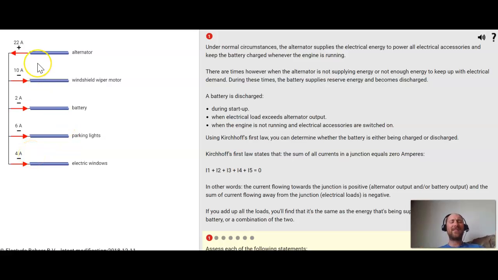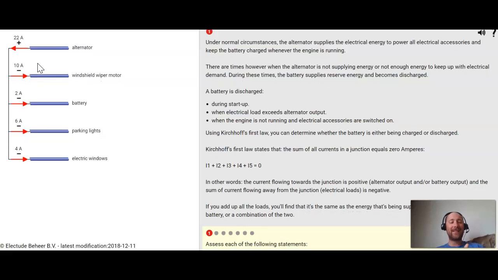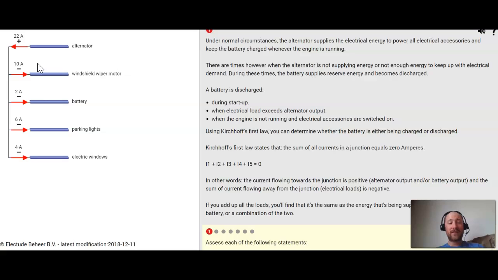So when we look at this, let's add these up. We have positive 22 minus 10, so that's 12, minus 2, that's 10, minus 6, that's 4, and minus 4 makes 0. What Kirchhoff's law means is that all the electricity being either charged or discharged cancels out. It's being used somewhere.